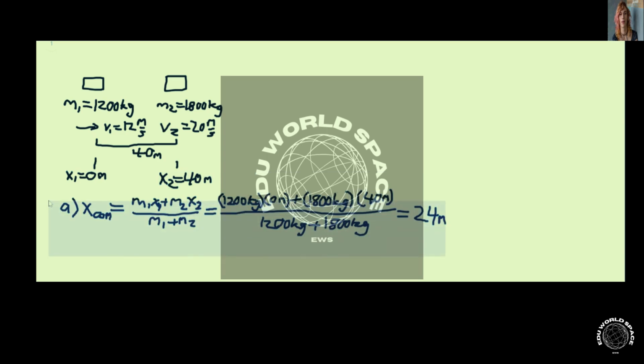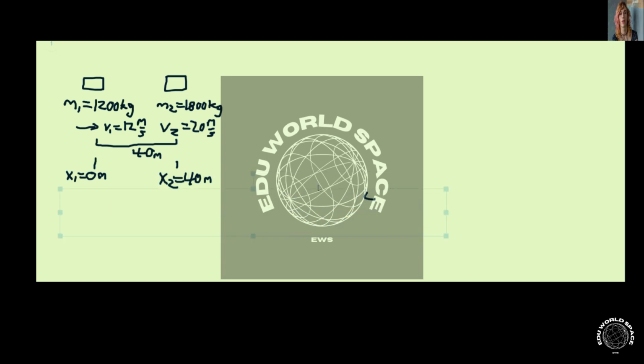So the next step asks us to find the total momentum of the system. So total momentum is given by the sum of individual momenta, which is just m1 v1 plus m2 v2.